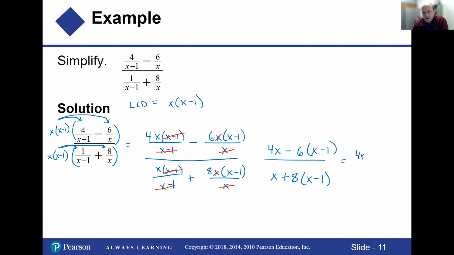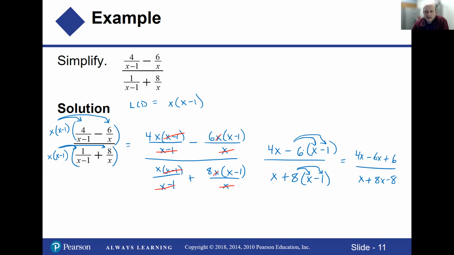So on the numerator here, I have 4x minus 6x plus 6 when I distribute this guy, right? And I distribute this negative 6. And then in the bottom here, I'm going to distribute 8. Okay. So this is x plus 8x minus 8. Now, some people will want to subtract these guys, like 4x minus 6. You can't subtract them. They're not like terms. Okay. You cannot add x and 8. They're not like terms.